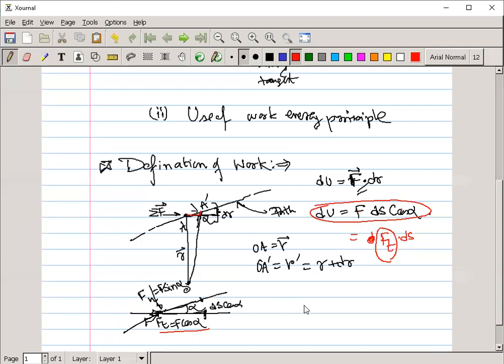When we apply a force on a particle, suppose this is a particle, if the motion of that particle is also in the same direction, then it is positive. If we apply a force but the motion of that particle is in this direction, then Ft is negative. Clear?